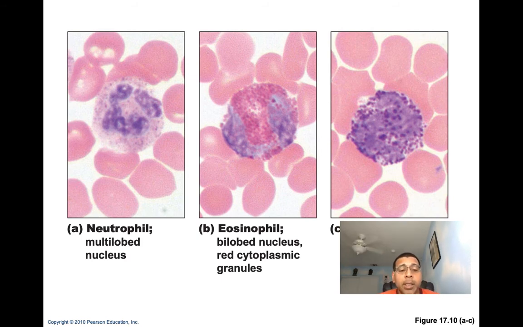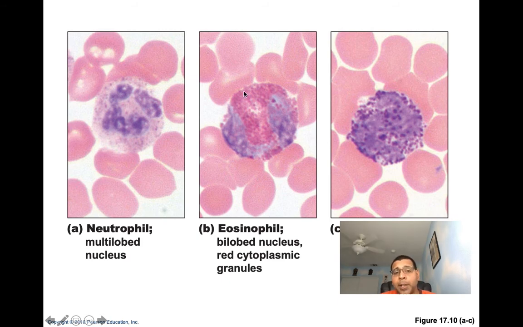Eosinophils. Eosinophils are going to account for about 2 to 4% of all leukocytes, of all white blood cells. Their structure, they have a bilobed nucleus. You can see that here very nicely. One lobe, and here we have the other lobe, bilobed nuclei. And they have red cytoplasmic granules, you can see.